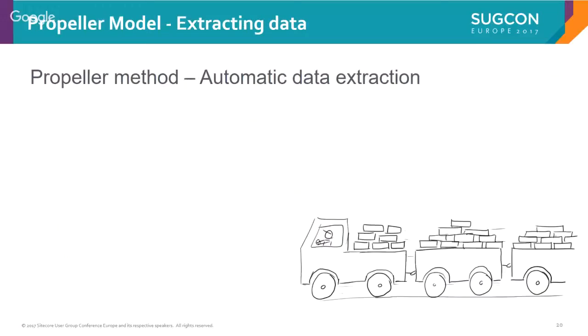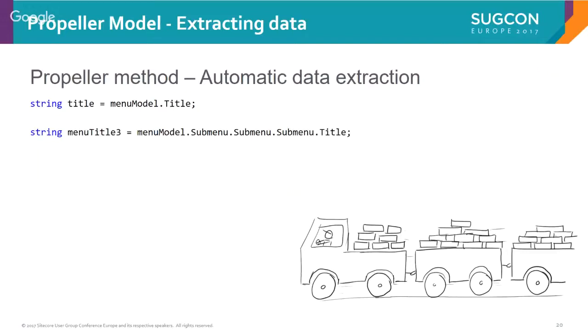So how can we do that in a more efficient way? Well, with the Propeller method, we just say .title. We've got the title. If we wanted the title of the third layer of the submenu, we can just dot us all the way to where we want and then grab out the data that we want.